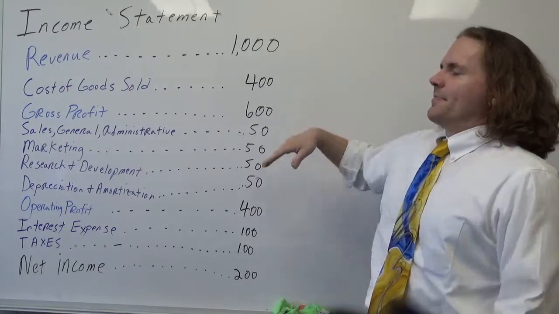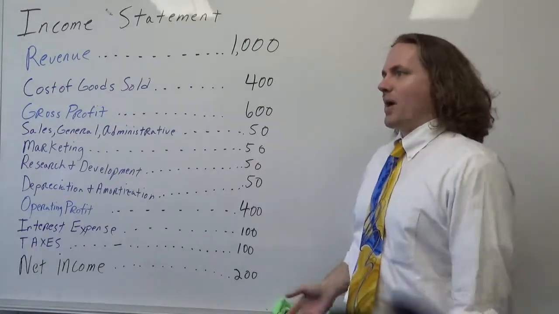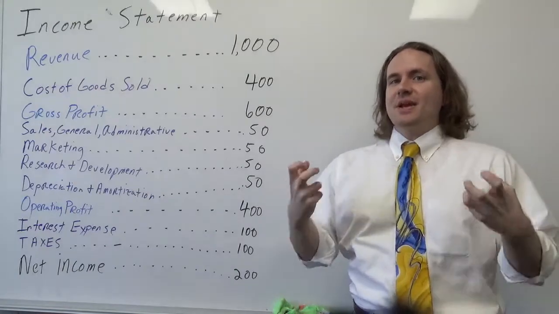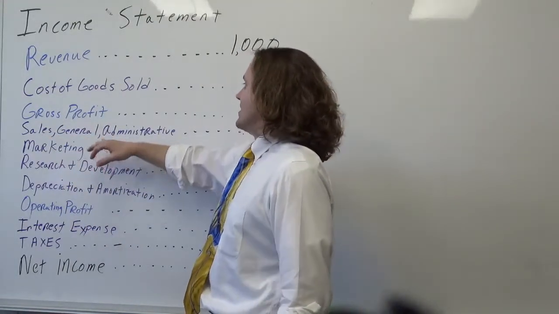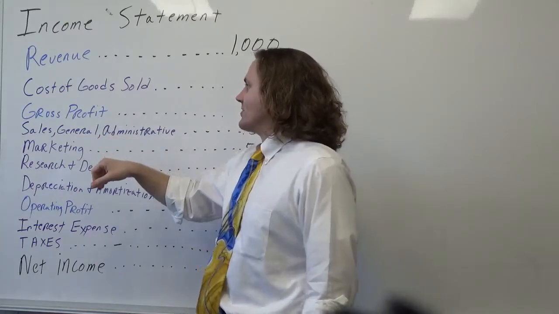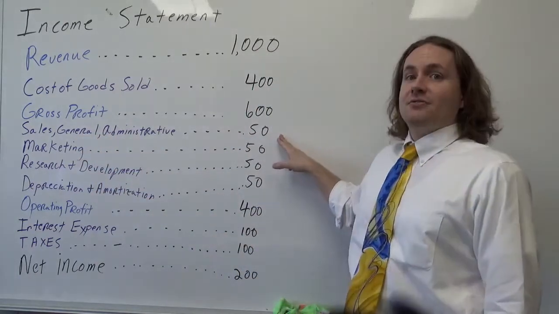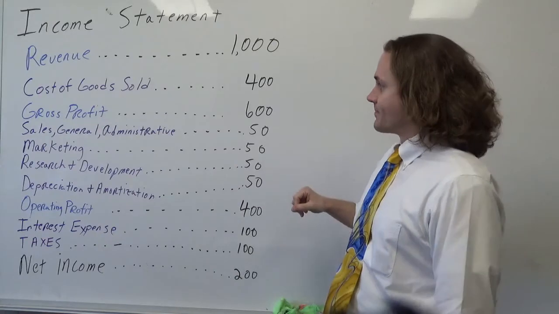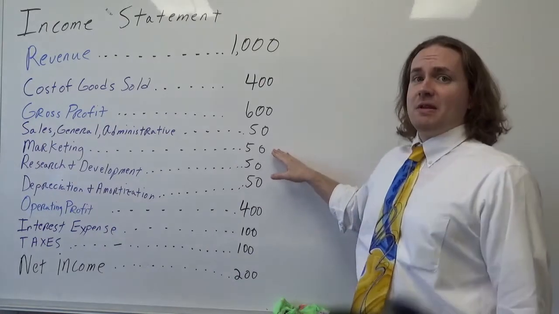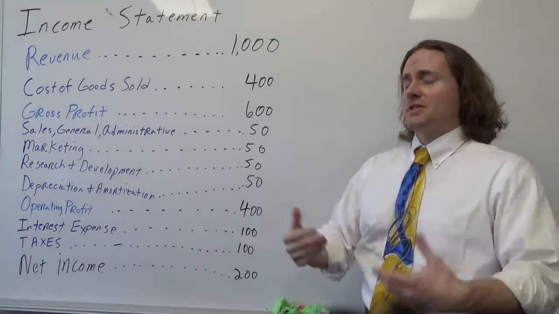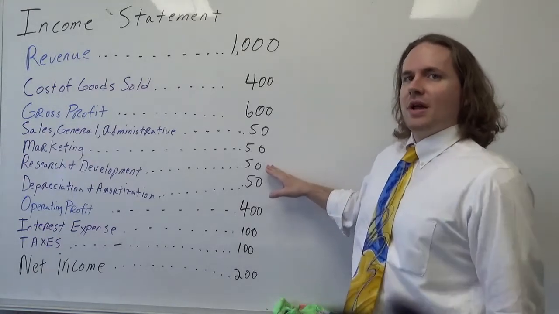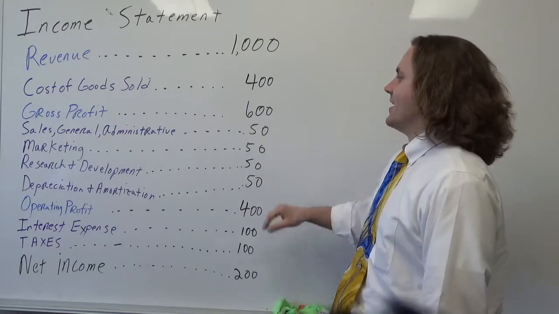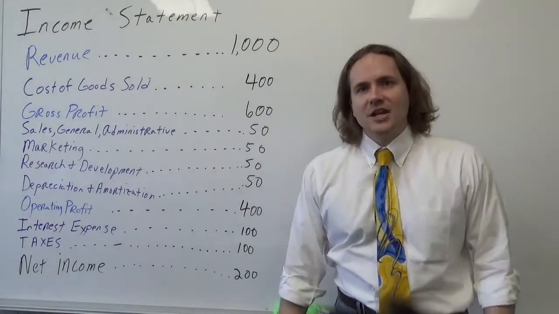However, in order to continue making that gross profit, you've got to do a little bit of investment in the future of the business. So things like sales, general expenses, administrative expenses, you might need to spend $50. Okay? You might also need to spend $50 on marketing to make sure that your business continues to grow. Research and development, getting the coolest new ideas, another $50. And then of course depreciation and amortization.